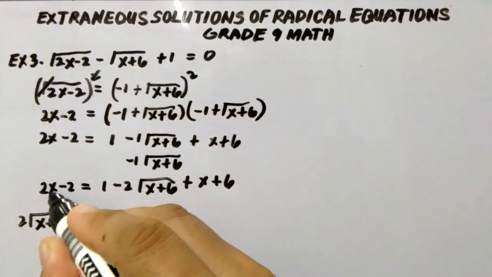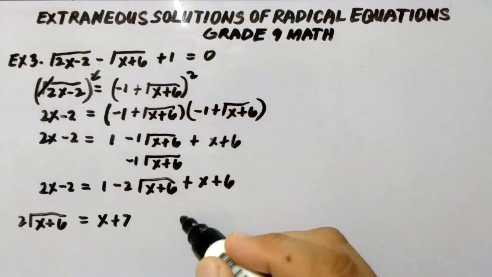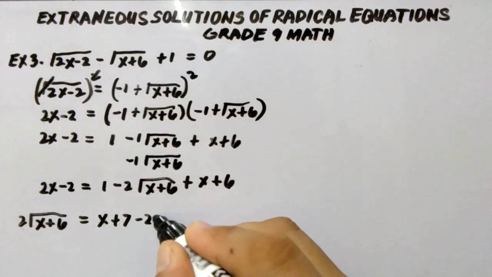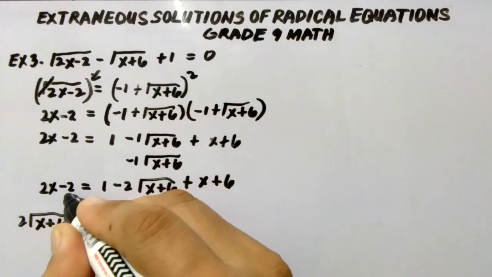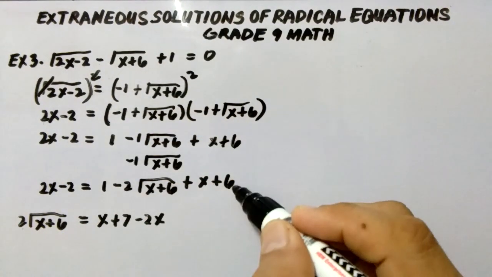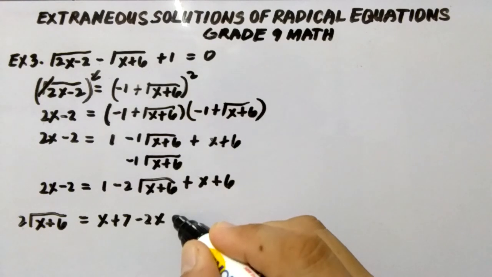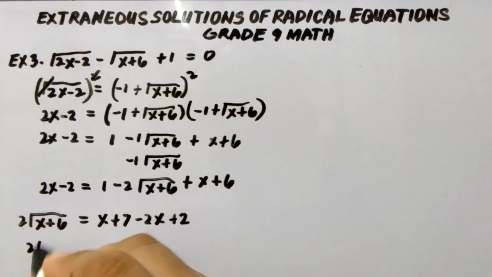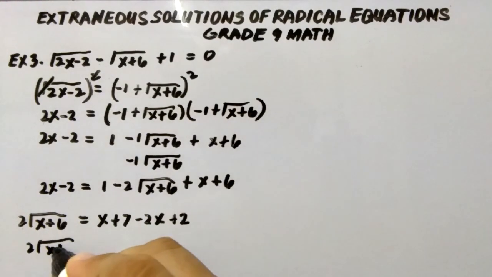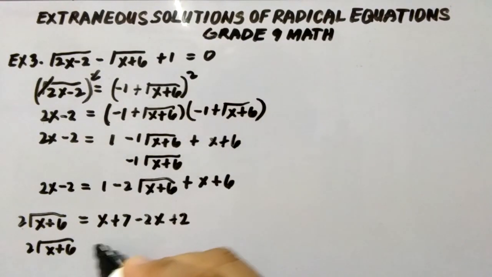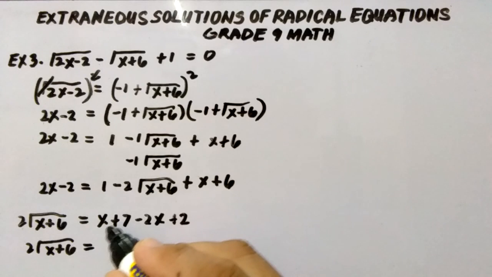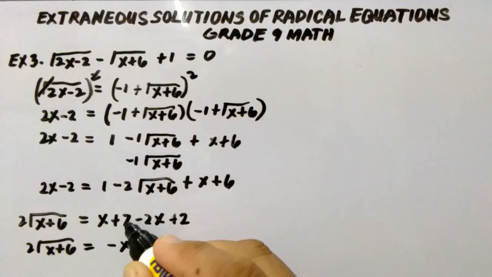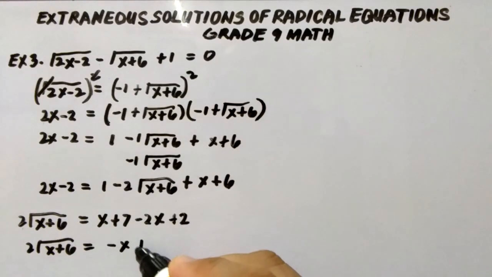Then, transpose po natin itong 2x minus 2 dito sa may right side. So, positive 2x becomes negative 2x. Then, negative 2 transposed to the right side becomes positive 2. So, 2 square root of x plus 6 is equal to, so x minus 2x, that is negative x. Then 7 plus 2, that is 9. So plus 9.